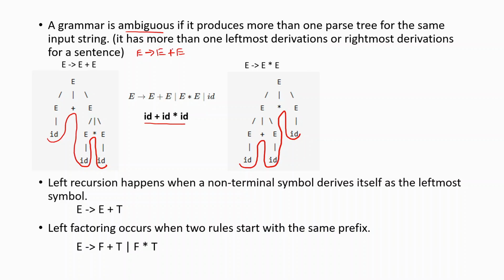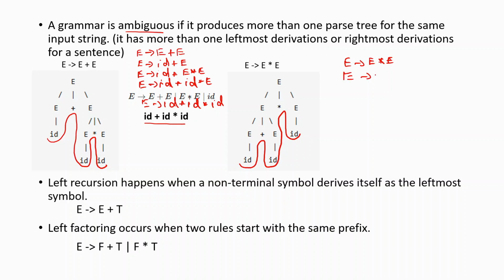So the grammar is ambiguous if it has more than one leftmost derivation. Take this production. In the leftmost derivation, the E will first be replaced with ID. Then in the next step, the leftmost E will be replaced with E star E. In the next step, it will be derived to ID star E, and finally it will reach ID plus ID star ID. Same thing here, I have the production E star E, which is also starting with the leftmost derivation.